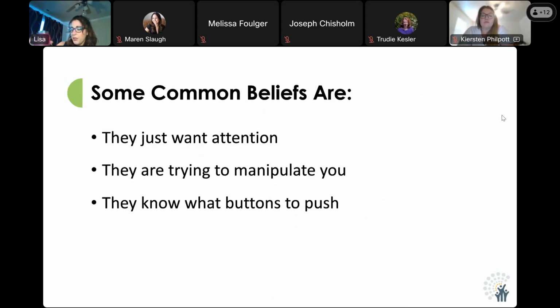All right, so a lot of times as parents, we think these kinds of things. Our kids are just doing it to get our attention, so they're throwing a fit to get our attention. They're trying to manipulate you, or they know what buttons to push. What do you guys think about this? Do you think this is the case? Or do you think there are times when they're real? Sometimes, but not always. I agree with that.